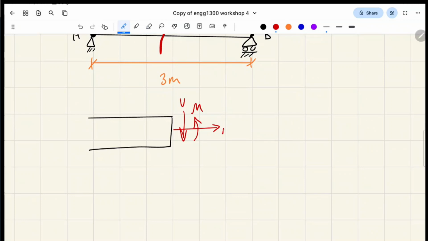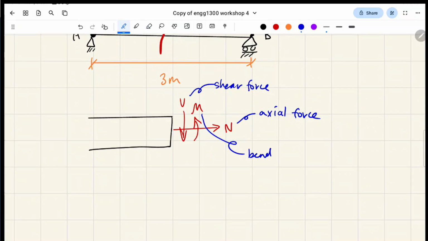But we expose the shear force. So that one's a shear force. We expose the internal axial force, which is like tension and compression in the beam. And we expose the bending moment, the internal bending moment.